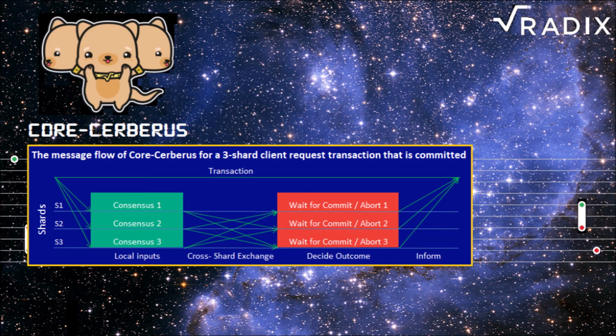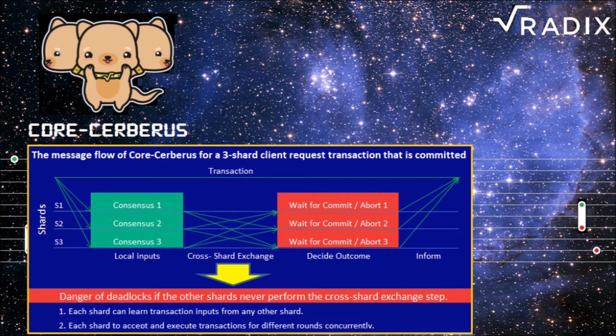First, local inputs. Every affected shard locally determines whether it has all inputs from shards that are necessary to process the transaction. Second, cross-shard exchange. Every affected shard exchanges these inputs to all other shards, thereby pledging to use their local inputs in the execution of the transaction. Third, decide outcome. Finally, every affected shard decides to commit the transaction if all affected shards were able to provide all local inputs necessary for execution of the transaction.